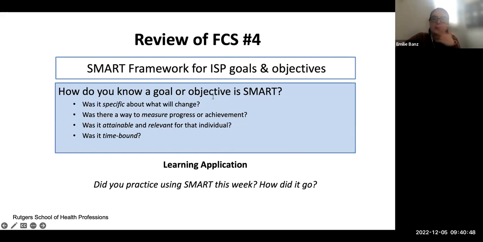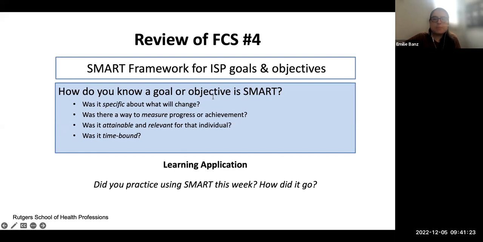So my question is, if you can give me a yes or no in the chat box, were you able to practice using the SMART framework this week? Just give me a yes or a no. So I have a yes and I have some no's.